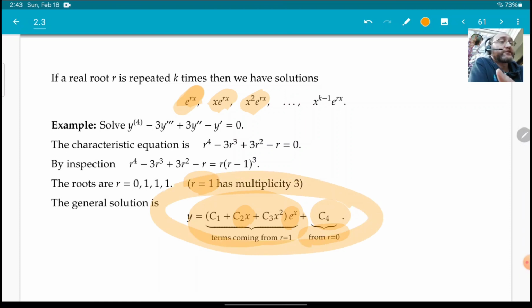And if I had initial conditions, I should have 4 initial conditions. I should have the value of the function, the first derivative, second derivative, and the third derivative at a point, and I could solve for C1, C2, C3, and C4.